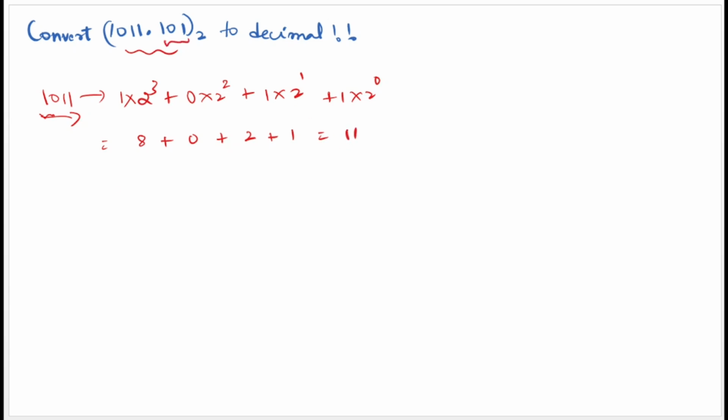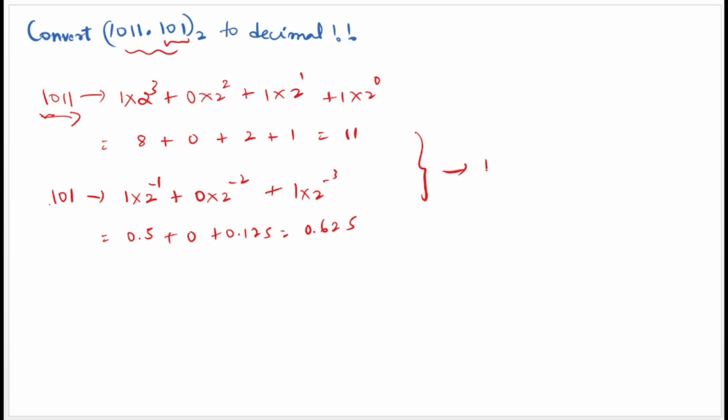Now let's do the fraction part. That is 1 into 2 power minus 1. So what you have to do, you have to just multiply with the negative powers of 2. Plus 0 into 2 power minus 2 plus 1 into 2 power minus 3. So that is equal to 0.5 plus 0 plus 0.125, that is equal to 0.625.